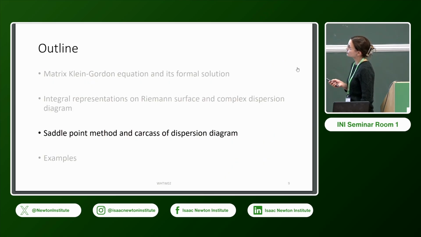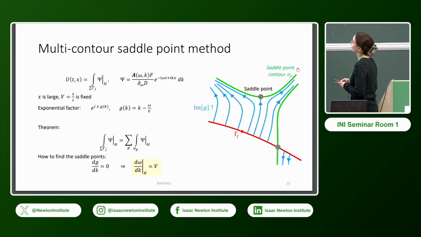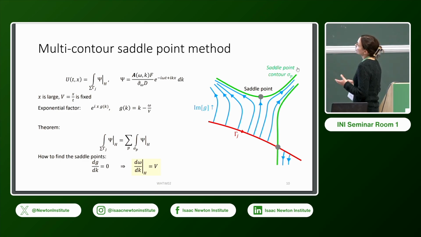And now we are going to find an asymptotic estimation for our representation. It's written here again. We are looking for asymptotics for large x and for fixed formal velocity v. Formal, so it's a ratio of the coordinate x over time t. So we see that the integrand includes the exponential factor, and let us transform it a little. We obtain the phase function g.